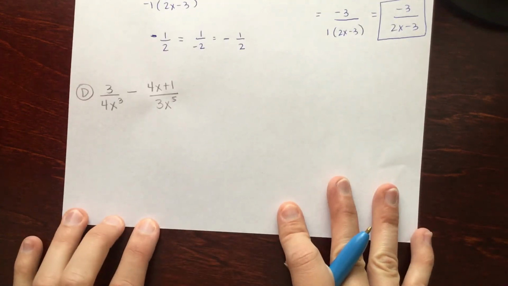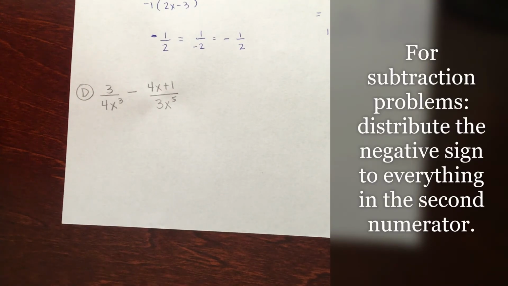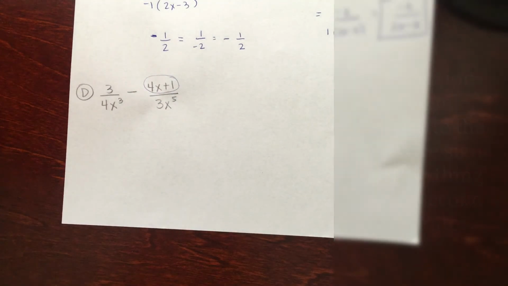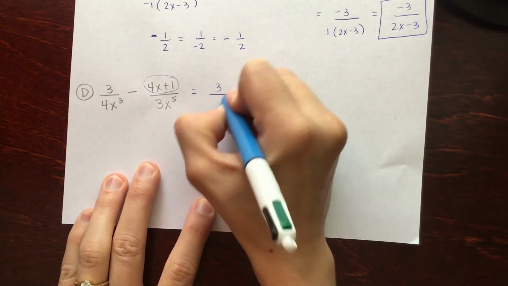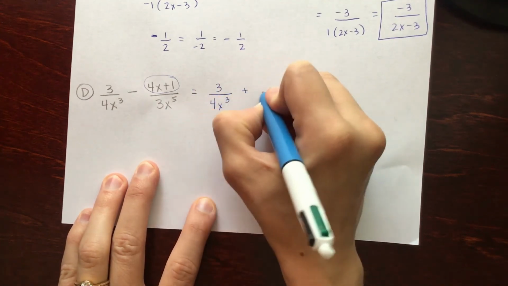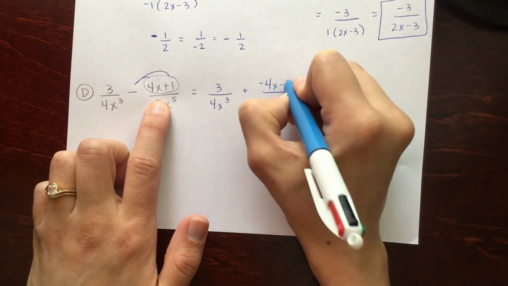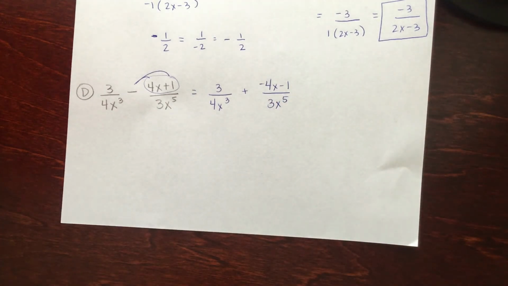And let's do one last example. This is a subtraction problem. The main thing I want you to know about subtraction problems is distribute the subtraction sign to everything in the second numerator, and now it's an addition problem. So distribute that negative sign to both pieces here, and now it's an addition problem, and that way you won't get your signs mixed up, hopefully, throughout the rest of the problem. So do that first.